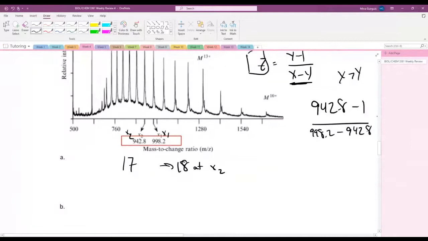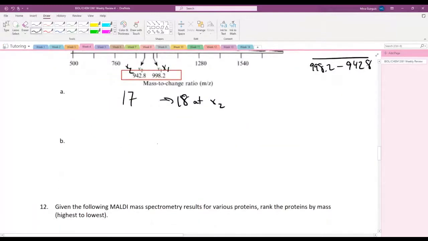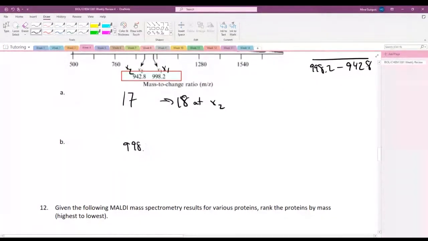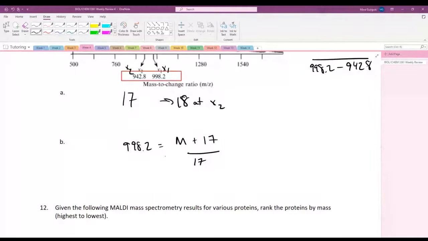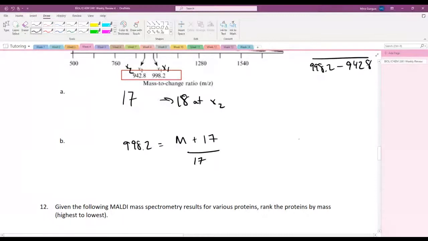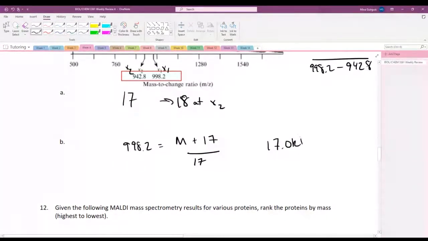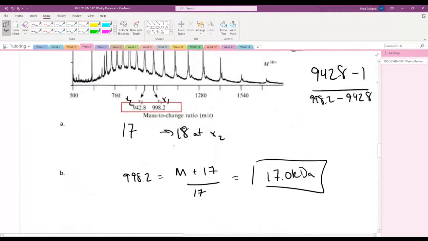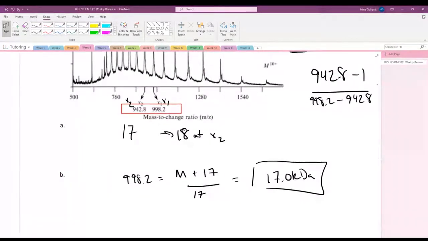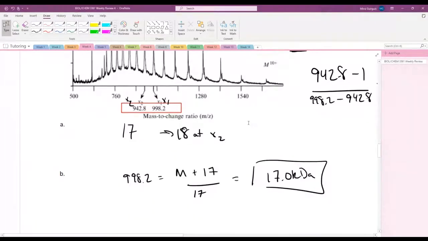So for B, we're just going to say, okay, there's my mouse, I apologize. 998.2 is equal to the mass plus 17 over 17. That easy. And once again, we just say 998.2 times 17 minus 17. The number we end up getting is about 17.0 kilodalton. Just like that. Easy. So I personally think ESI is really fun once you get used to it because it's really interesting and it cleans up so beautifully. A lot of people don't agree, but that's fine.